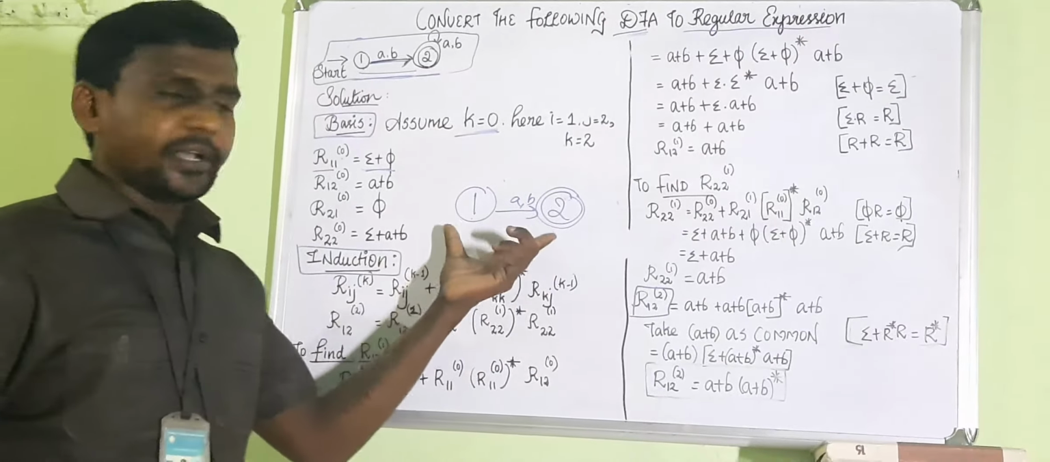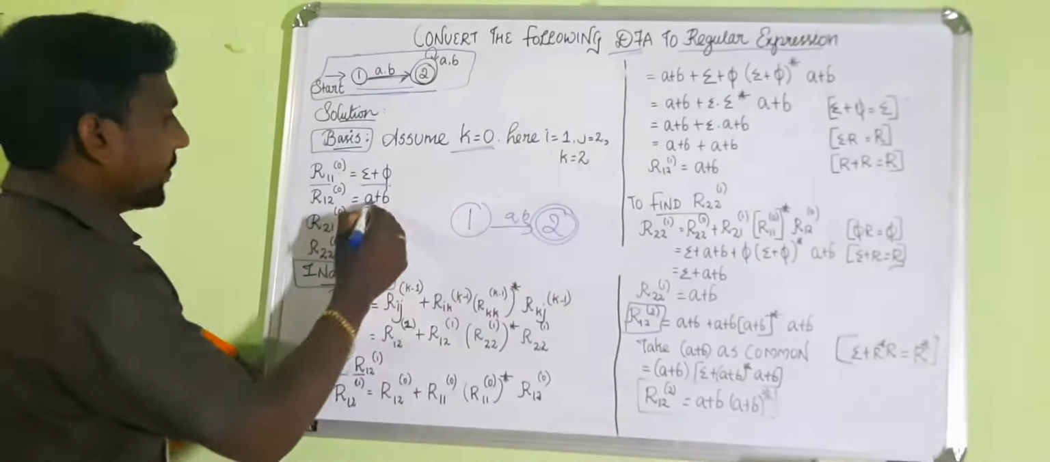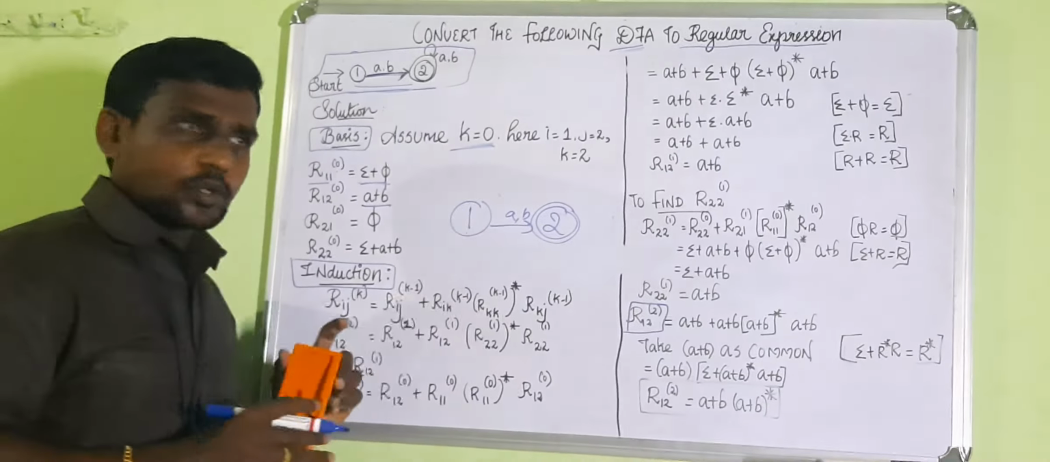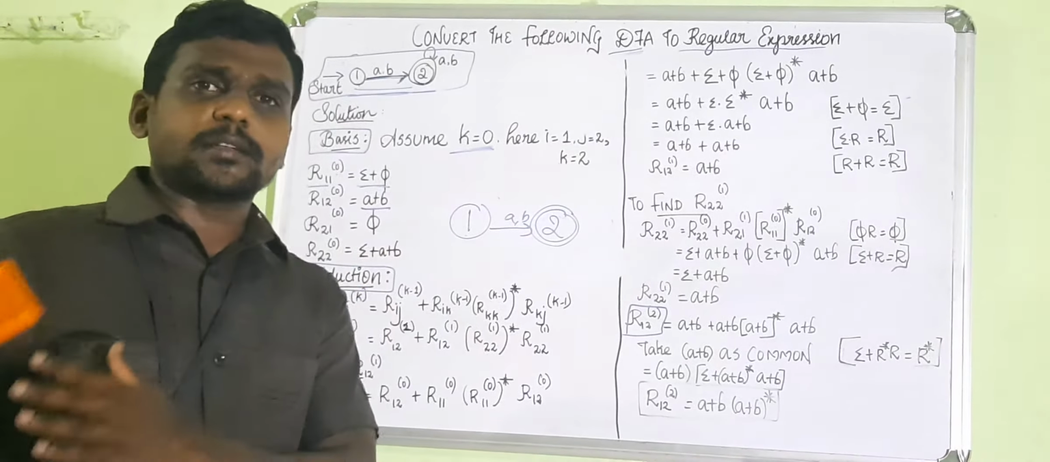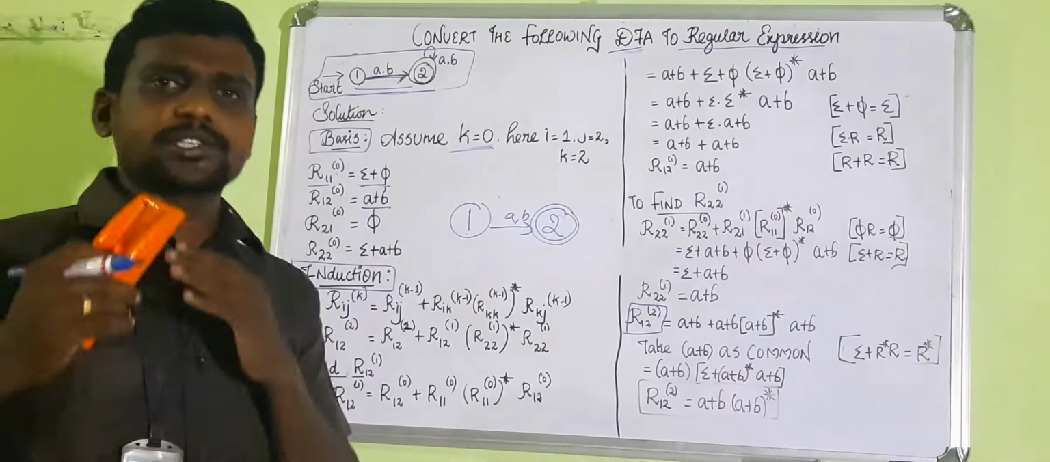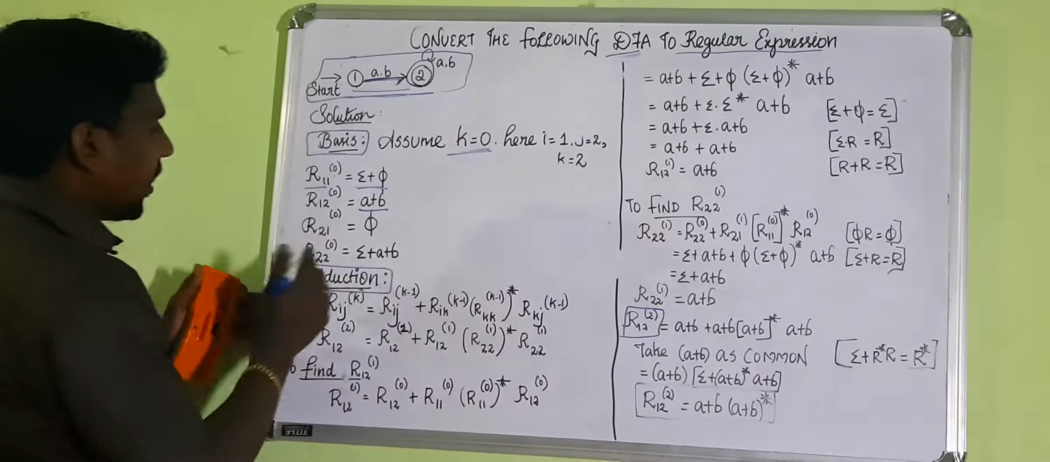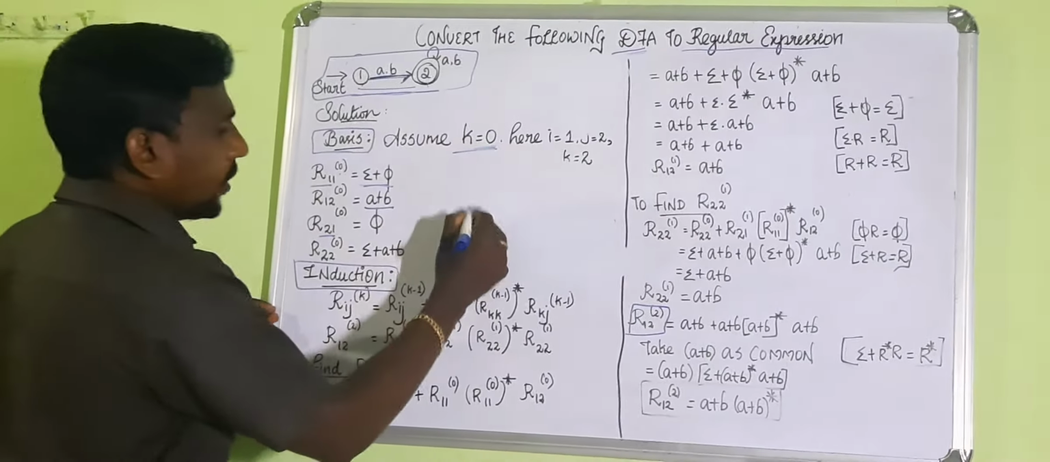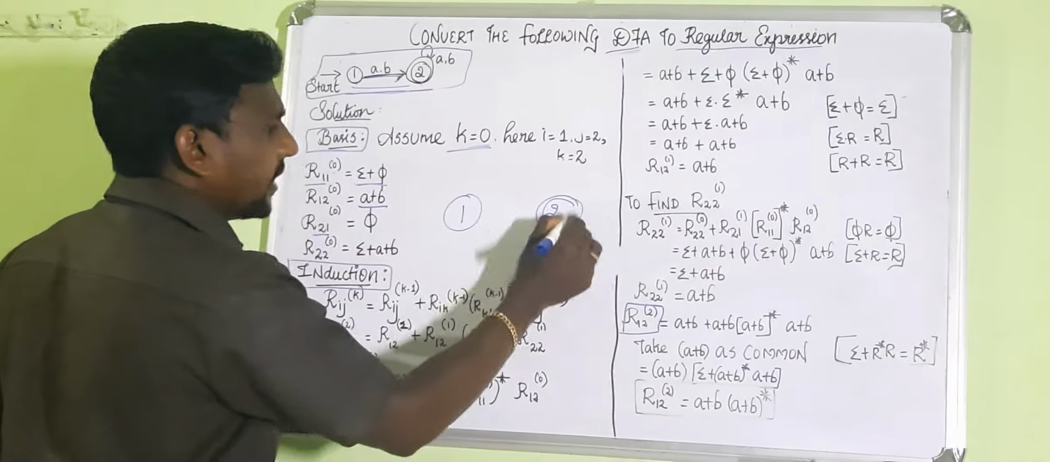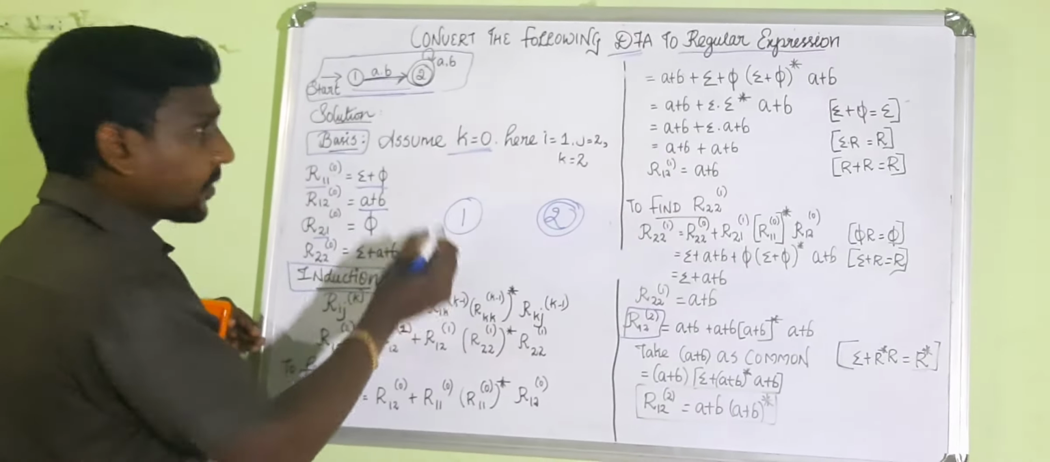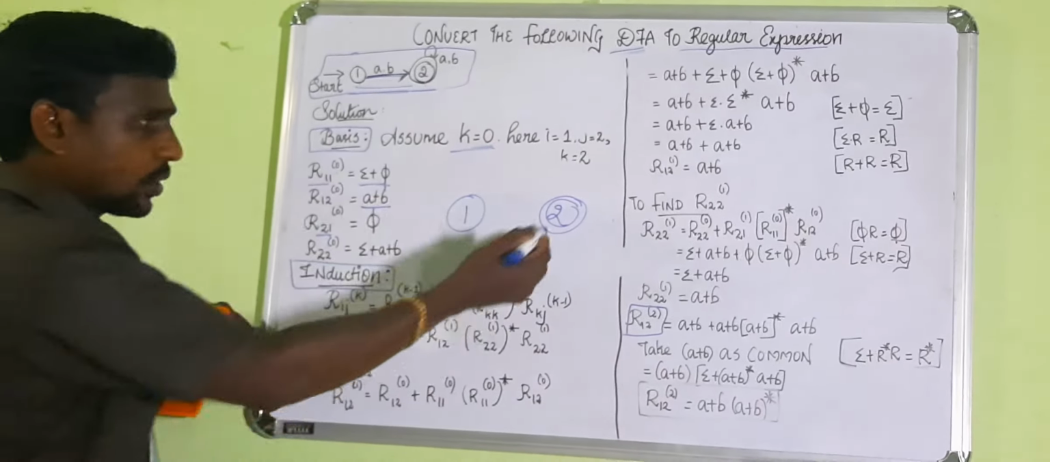Okay, if the automata is like this, we will write a plus b, right? So how does a plus b come? You just check the theorem. That is the Thompson construction method rule. Okay, a plus b. Now R21 power 0: 1 is here, 2 is here, but there is no connection from 2 to 1, because we have an arrow only from 1 to 2. There is no connection from 2 to 1.